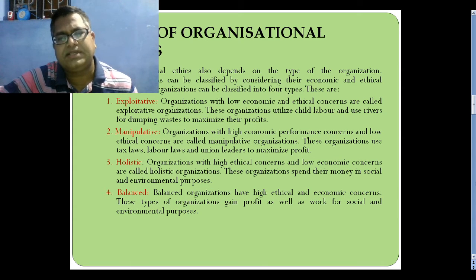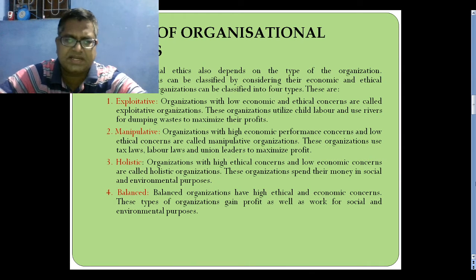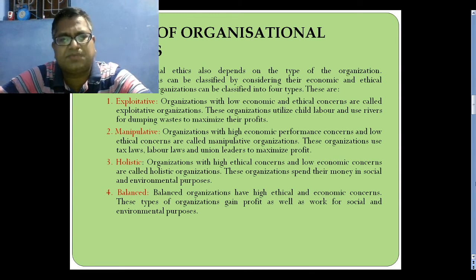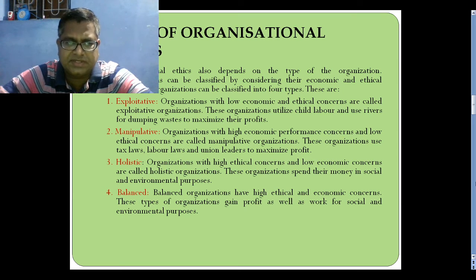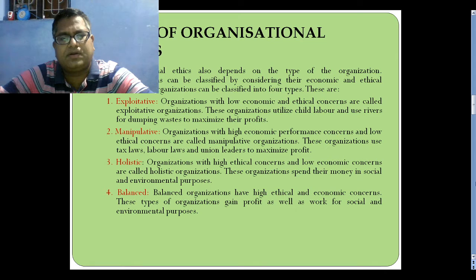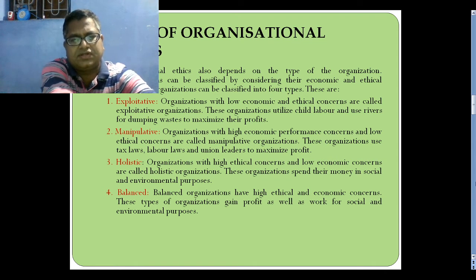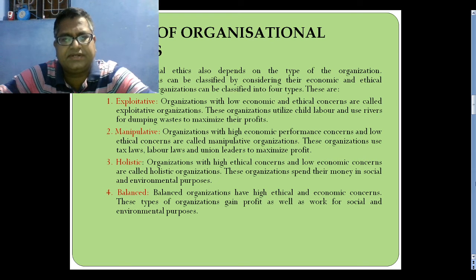For example, utilizing child labor, reverse dumping of waste, and maximizing profits. These are called exploitative types of organization, and they have low economic and ethical concerns. Another one is manipulative. Some organizations have high economic and low ethical concern. These are called manipulative. High economic means these organizations do not abide by the tax laws, labor laws, or union laws, in order to maximize their profits. These are called manipulative organizations. And some organizations are called holistic, meaning high ethical and low economic.